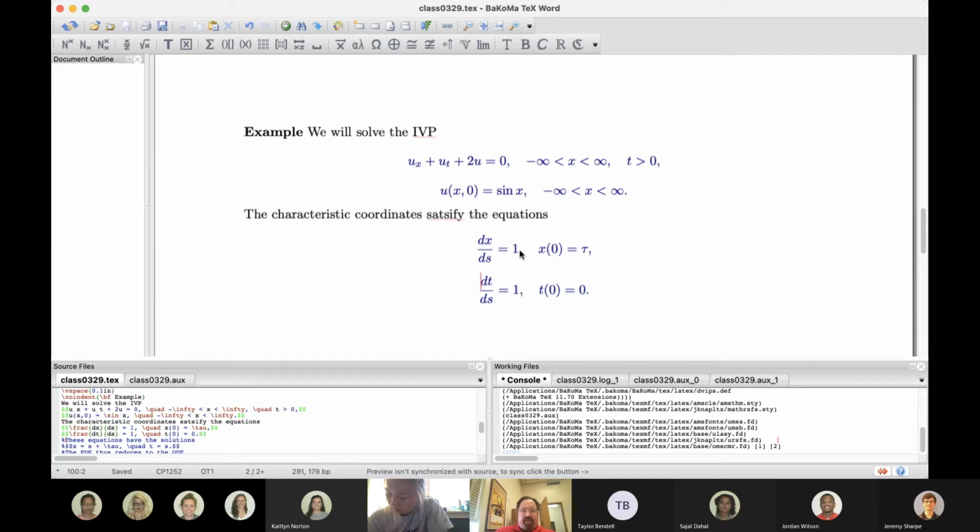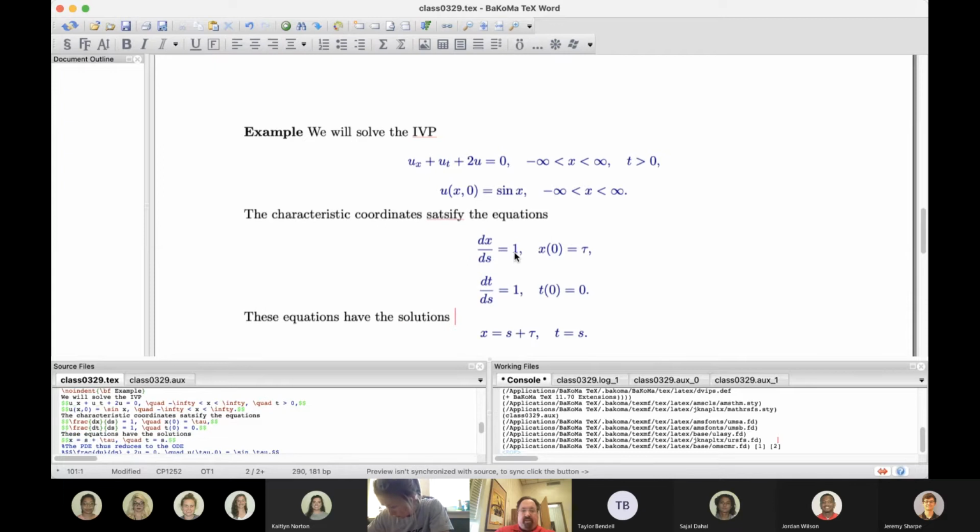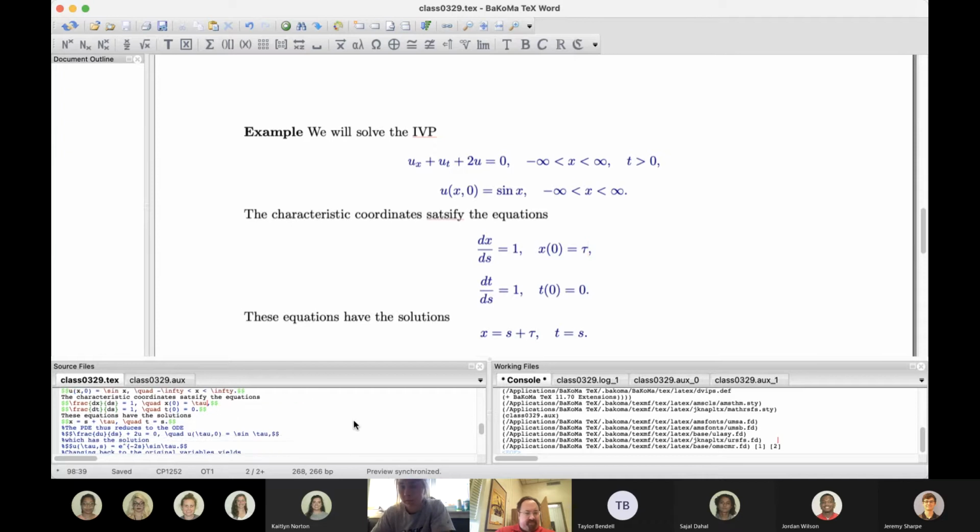So now we can go ahead and solve these by integration. If you integrate both sides with respect to s, because it's dx/ds, then what we will get is x. You integrate this with respect to s, you get s with a constant of integration. And the constant of integration is determined by the initial condition. So in this case, it would be tau. So you take a derivative of this with respect to s, and you get 1. You plug in s equals 0, and you get tau. So this is a solution to this initial value problem. And then similar for here, except your initial value is 0. So t just ends up being equal to s.